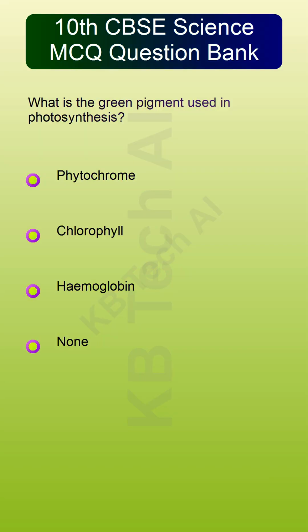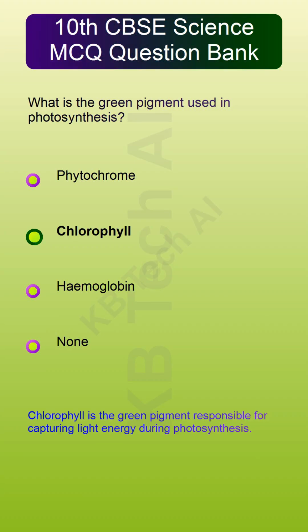What is the green pigment used in photosynthesis? Option 1, phytochrome. Option 2, chlorophyll. Option 3, hemoglobin. Option 4, none. The answer is, option 2, chlorophyll.